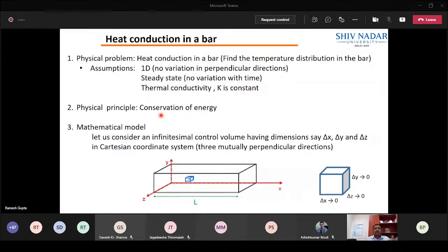Then comes the mathematical model. Now you have the physics in hand, and you come to the mathematical model that will represent the actual physics of the problem. Let's say conservation of energy or some other governing differential equations, which represent the physical principle in a mathematical fashion. That is where you take approximations in terms of control volume and other things.